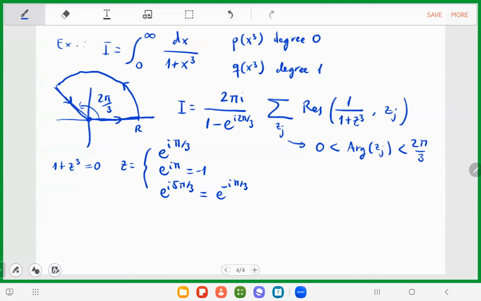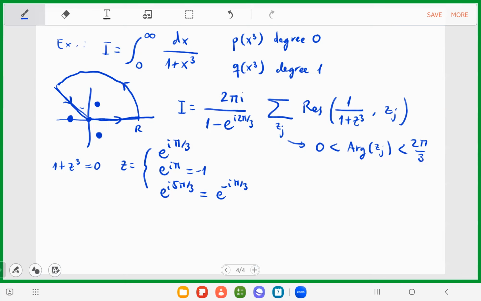So yeah, let me remove this here. We have three singularities on the unit circle, because the modulus is 1. We have 1 here, and 1 here, forming an equilateral triangle. As you can see, only one of them is inside the contour, right? When the contour goes to infinity, the shape of the sector is the same.